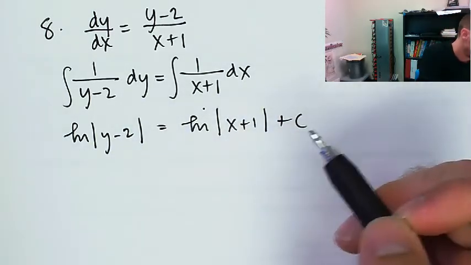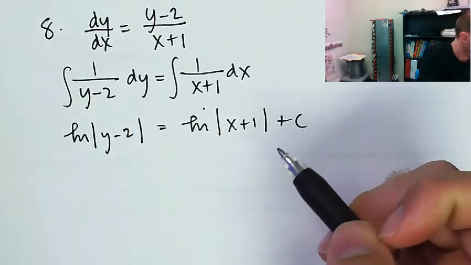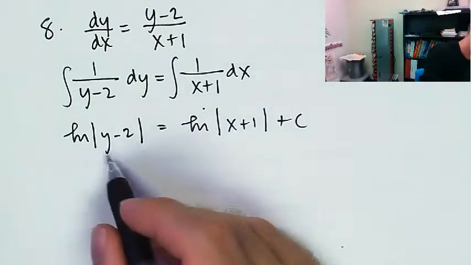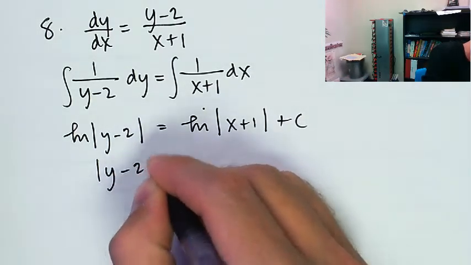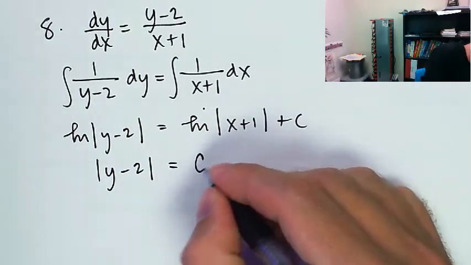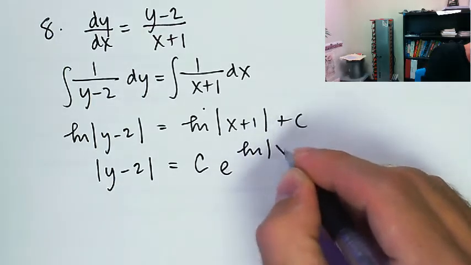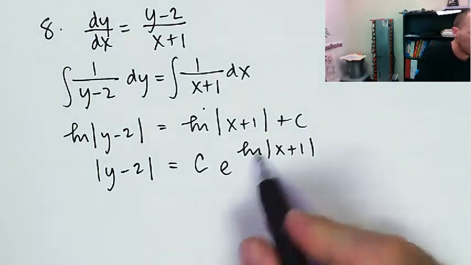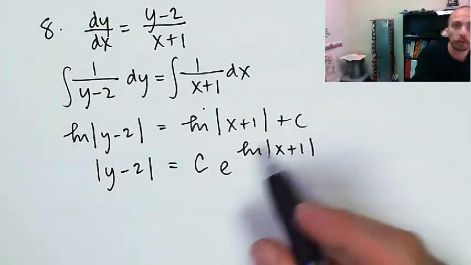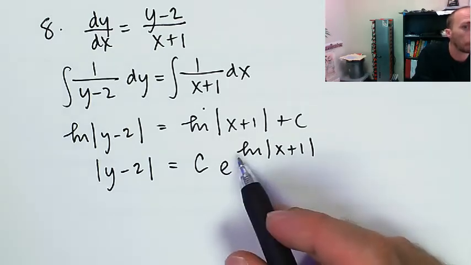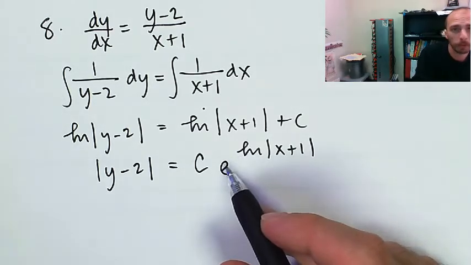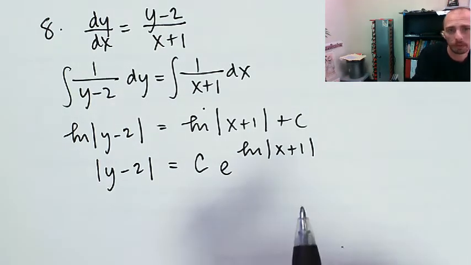And then I will, okay, I will take e to both sides' power, and I'll have the absolute value of y minus 2 equals c e to the natural log of the absolute value of x plus 1. Okay, we know what that is. But you don't have to simplify that if you don't want. Okay, maybe I won't. Maybe I'll just hold on to it for now.